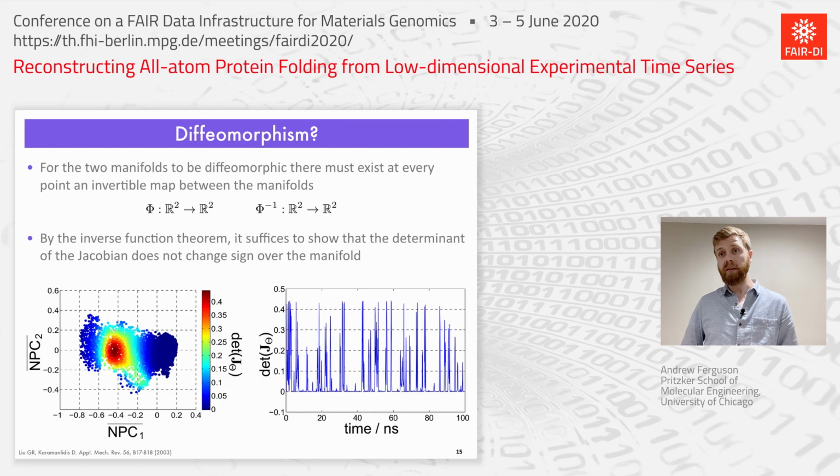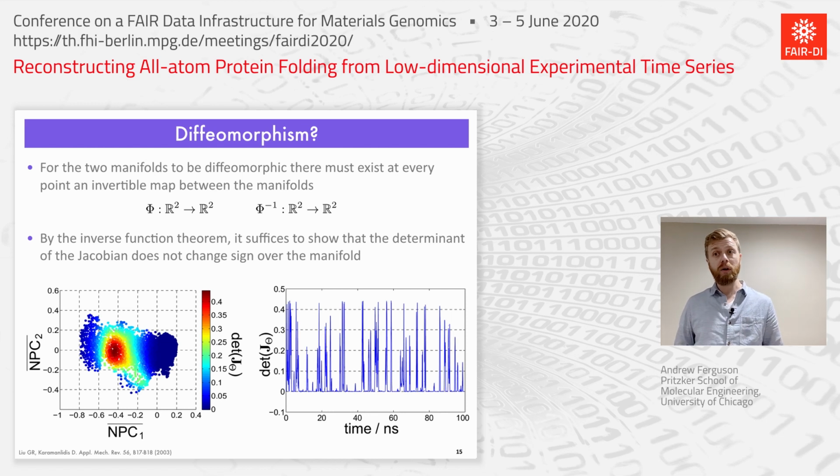So how do we know that this really is the case? And so the inverse function theorem tells us that in order for two manifolds to be invertible, we need to simply compute the Jacobian of the transformation between them and check that the determinant doesn't change sign. So in the same way as you convert from Cartesian to polar coordinates, we have a determinant of that transformation. We're just computing numerically what is the determinant of the transformation between NPC1 and NPC2 in the original free energy surface, and NPC1* and NPC2* that we discovered from the head-to-tail Takens delay embeddings.